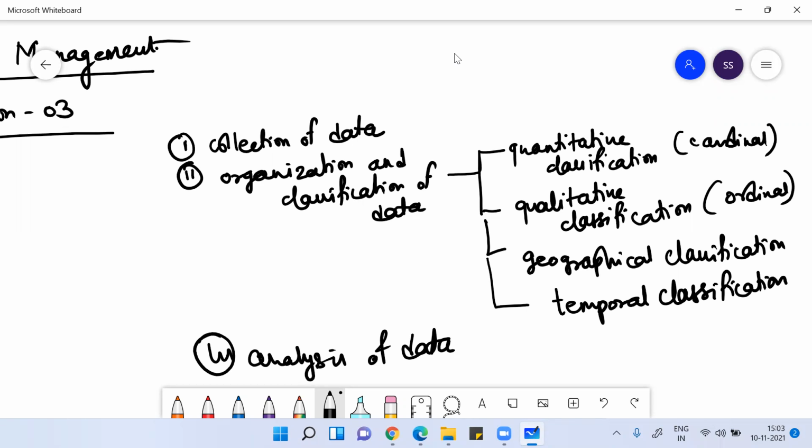Non-parametric methods are not that important for your exam purpose. Usually every year one theory question comes on non-parametric. We'll discuss them at the last only. Right now we'll focus more on parametric methods to analyze the data.